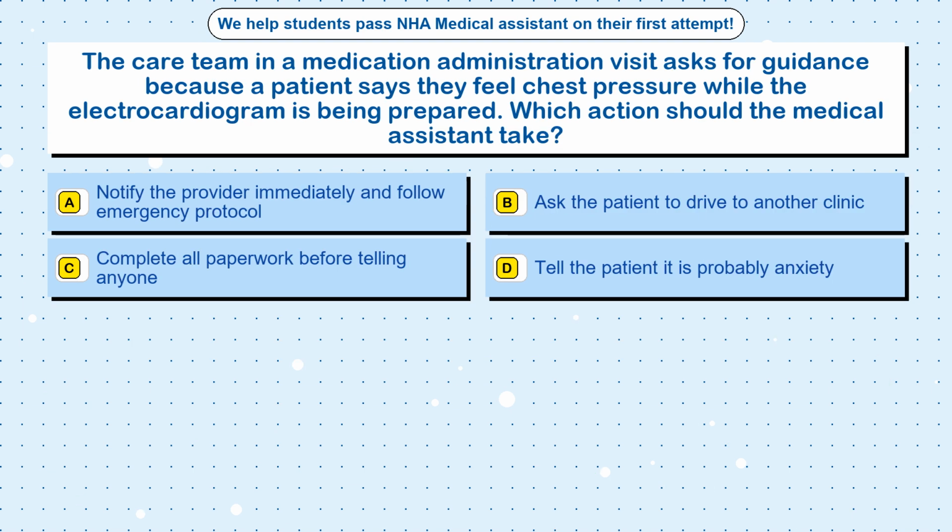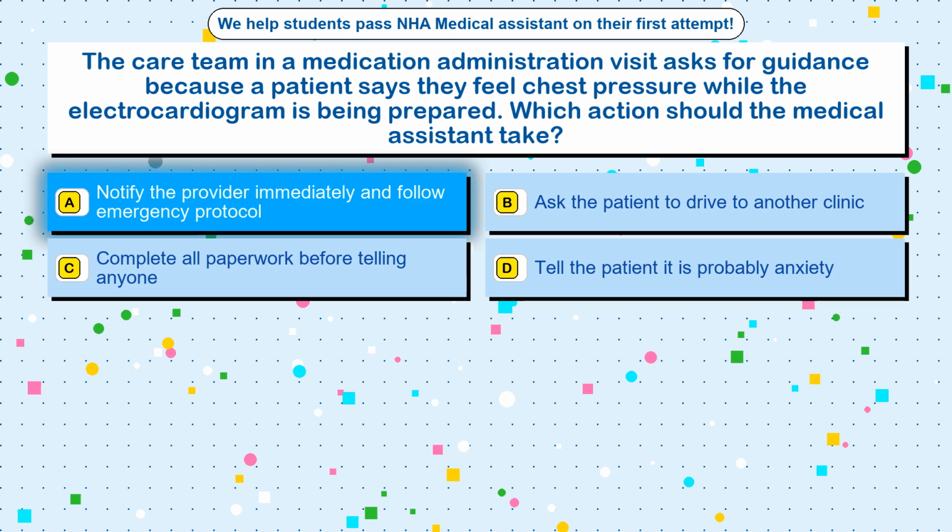Question 76. The care team in a medication administration visit asks for guidance because a patient says they feel chest pressure while the electrocardiogram is being prepared. Which action should the medical assistant take? Option A. Notify the provider immediately and follow emergency protocol. Option B. Ask the patient to drive to another clinic. Option C. Complete all paperwork before telling anyone. Option D. Tell the patient it is probably anxiety. The correct answer is option A.